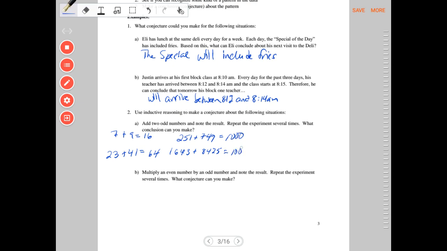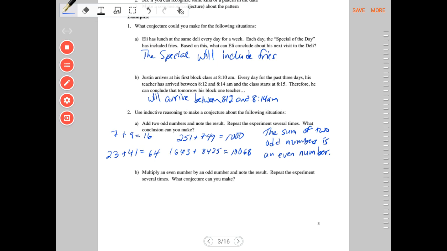So 10,068. Okay, every single time I have added 2 odd numbers, if you'll notice 16, 64, 1,000, 10,068, my sum is an even number. And again, at any time, you can pause the video, try this yourself before I give you the answers.